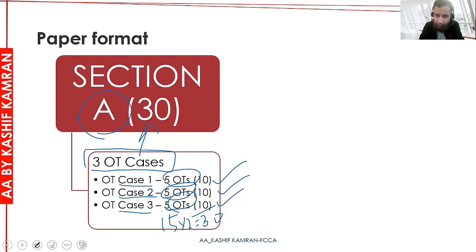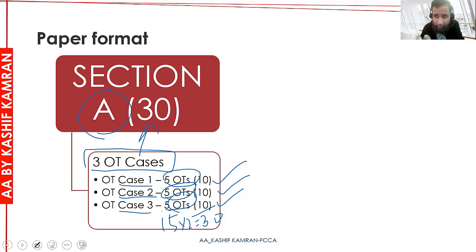So section A is a 30 mark section with 3 OT cases, and every OT case has 5 questions. You need to read the case study. And after the case study, you will see the 5 OT questions and you need to solve them, right? Now, what is the time management for that? I'll come to it. And what exactly does an OT question focus on? I'll be coming to that shortly.